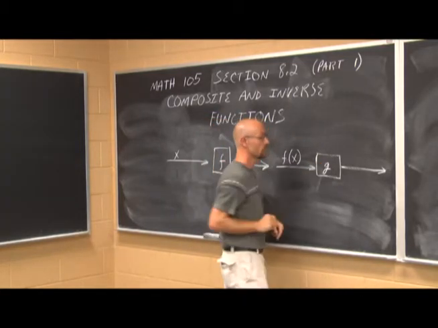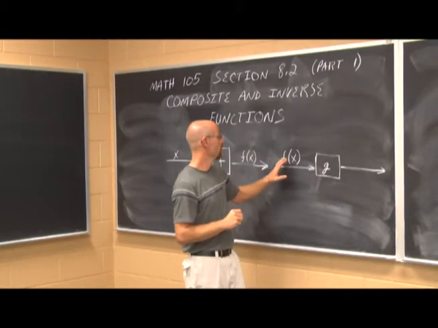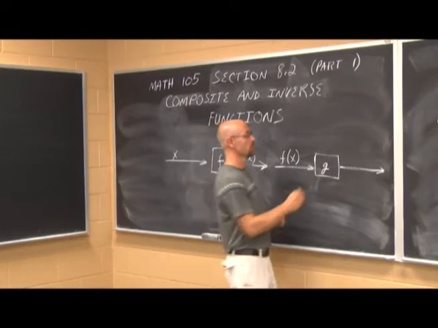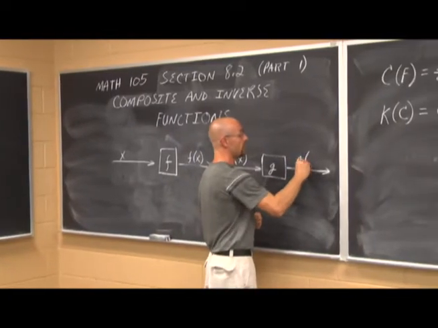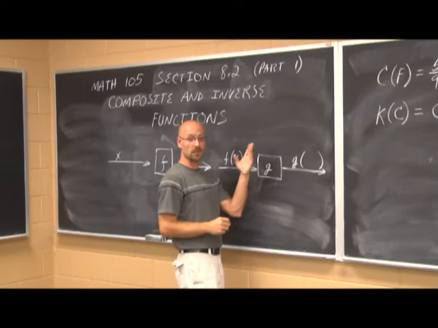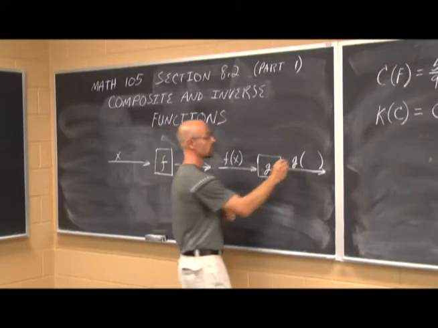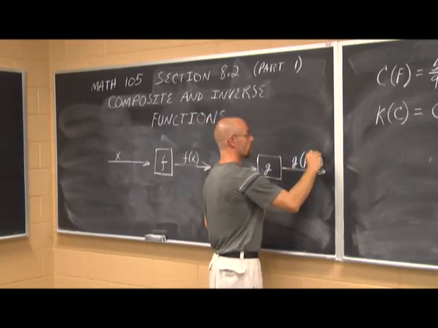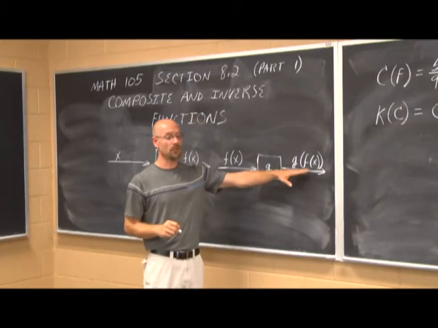Let's call this the g function. So f of x is my input. My output is g of, well, not x, because that's not my input, f of x. So we have g of f of x.